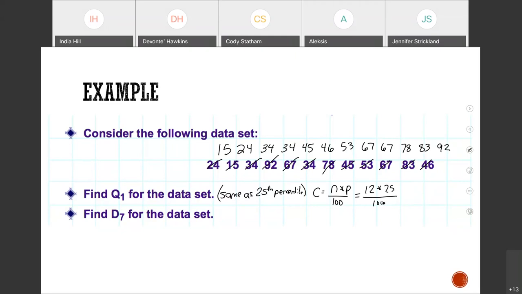So 12 times 25 is 300. Divide it out, we get 3. So remember, whole number 3. That means that we go to our data set and we find the third number and the next one, and we go halfway between. The third number is a 34. The fourth number is also a 34. So it would be 34, but you could add them together and divide by 2 if you wanted to. So 34 would be your answer there.